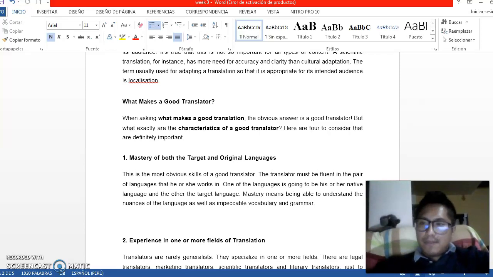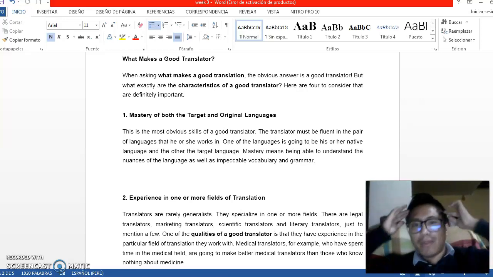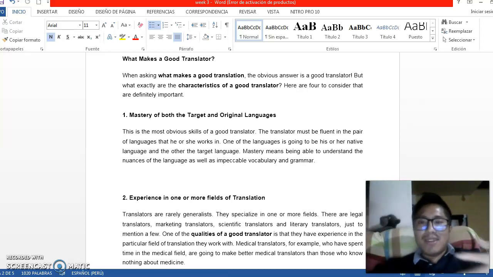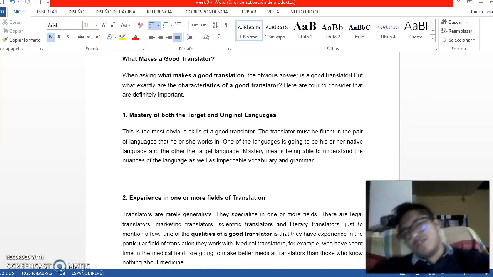Here says mastery of both the target and original languages. Well, if you are going to be a translator, of course, most of us will be from Spanish to English and English to Spanish, right? So, in this case, yes, that's why the first class we discussed about it, no?